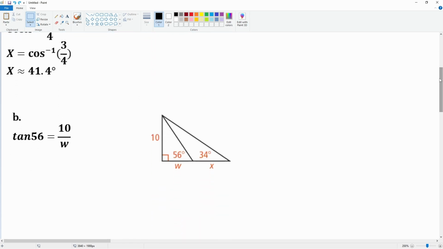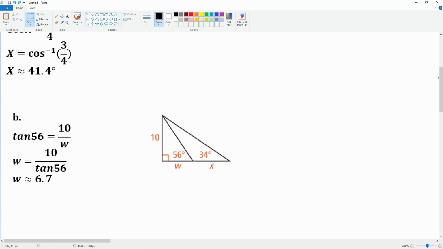In B, I'm going to do the same thing here. Let's solve for w first. I use tan because I have opposite, which is 10. The adjacent is w. Multiply w to both sides and divide by tan 56. I get w is equal to 10 divided by tan 56. W is equal to 6.7.